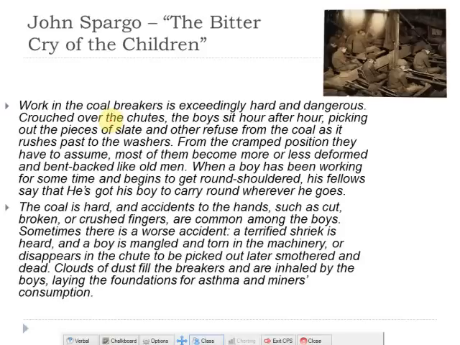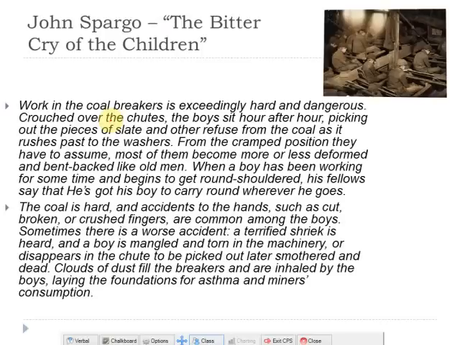The coal is hard and accidents to the hands, such as cut, broken, or crushed fingers, are common among the boys. Sometimes there is a worse accident. A terrified shriek is heard, and a boy is mangled and torn in the machinery, or disappears in the chute to be picked out later smothered and dead.